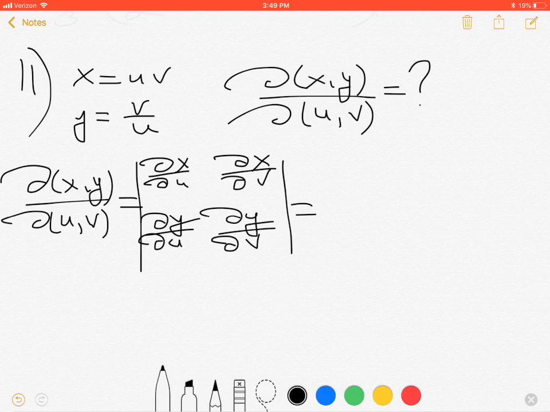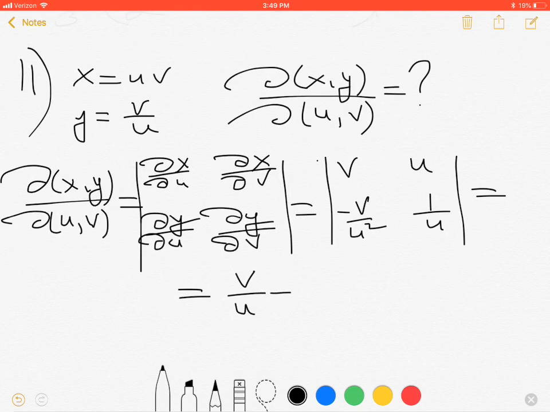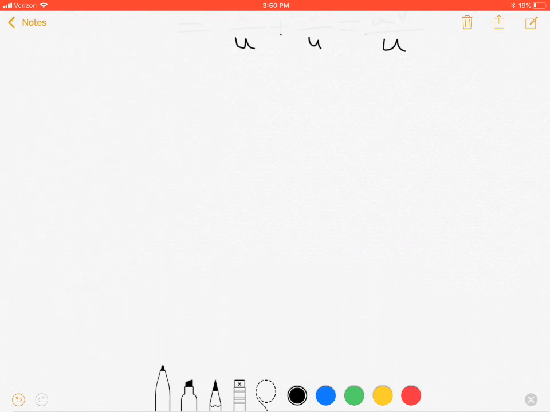Plug in here. Derivative of x with respect to u we have v. Derivative of x with respect to v we have u. Derivative of y with respect to u we have minus v over u squared. Derivative of y with respect to v we have 1 over u. So v over u minus, and because minus times minus is plus, v over u. We have twice v over u. Okay? Or maybe one more question, and then we take a break.